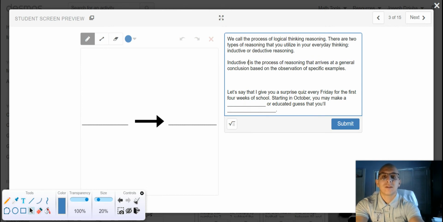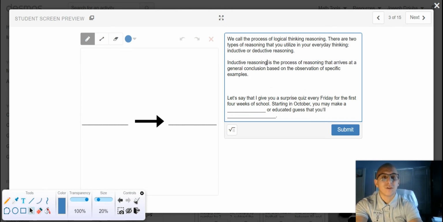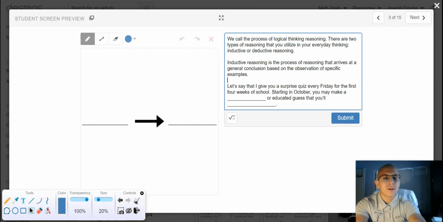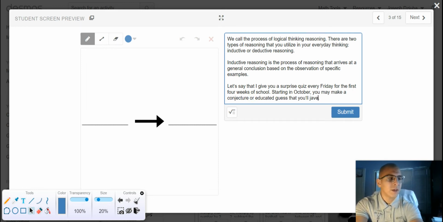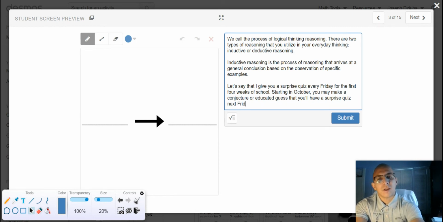Inductive reasoning is a process of reasoning that arrives at a general conclusion based on the observation of specific examples. This is kind of, in layman's terms, relying on your intuition. So, for instance, let's say that I give you a quiz every Friday for the first 4 weeks of school. Starting in October, you may make a conjecture, that's a vocab word, or an educated guess that you'll have a surprise quiz next Friday as well.